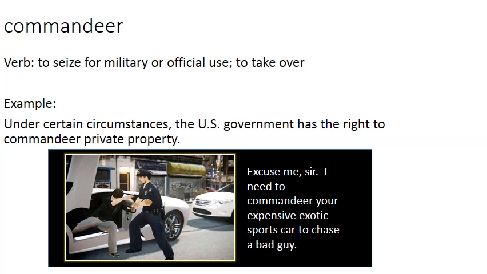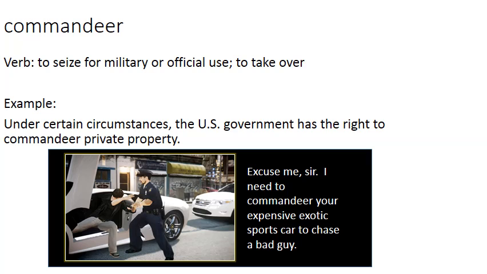Commandeer is a verb that means to seize for military or official use, to take something over from someone. Here's an example. Under certain circumstances, the U.S. government has the right to commandeer private property. Most people are probably familiar with this from movies you've seen.